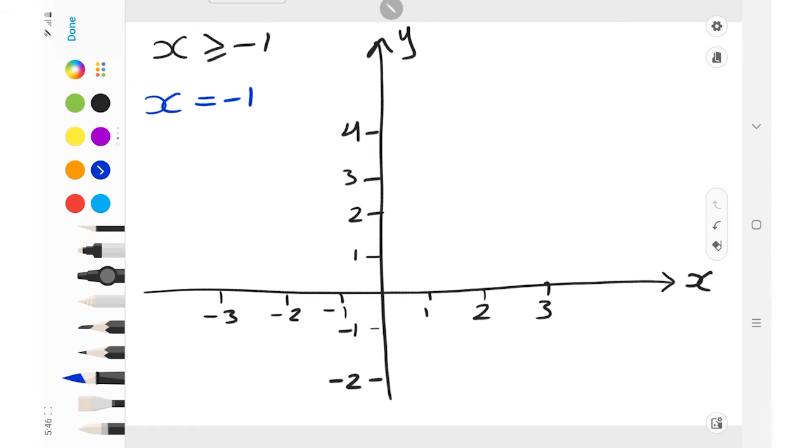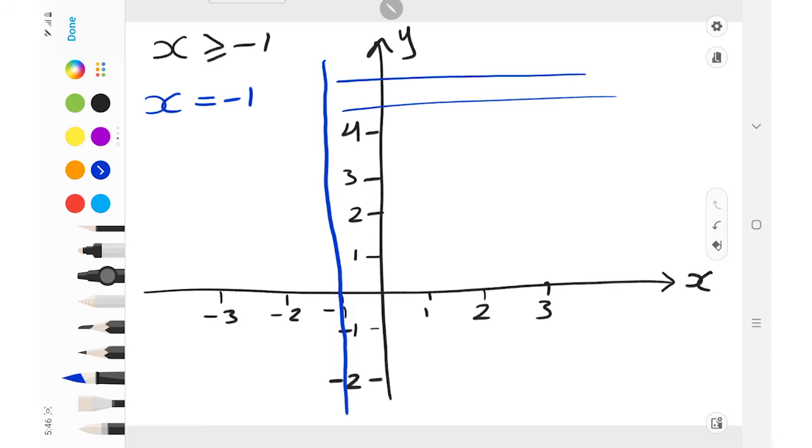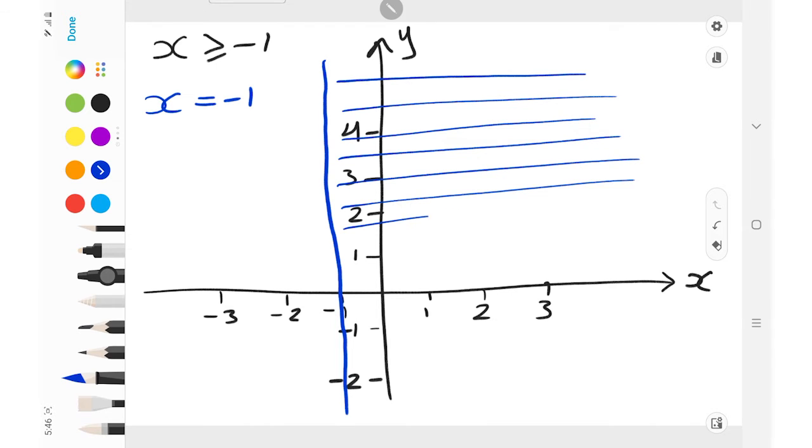Now I want x equal to -1, and it's with an equal sign, so I will draw a line, not a dotted line. Now I want the value of my x to be greater than -1, so this is the region I want to shade.